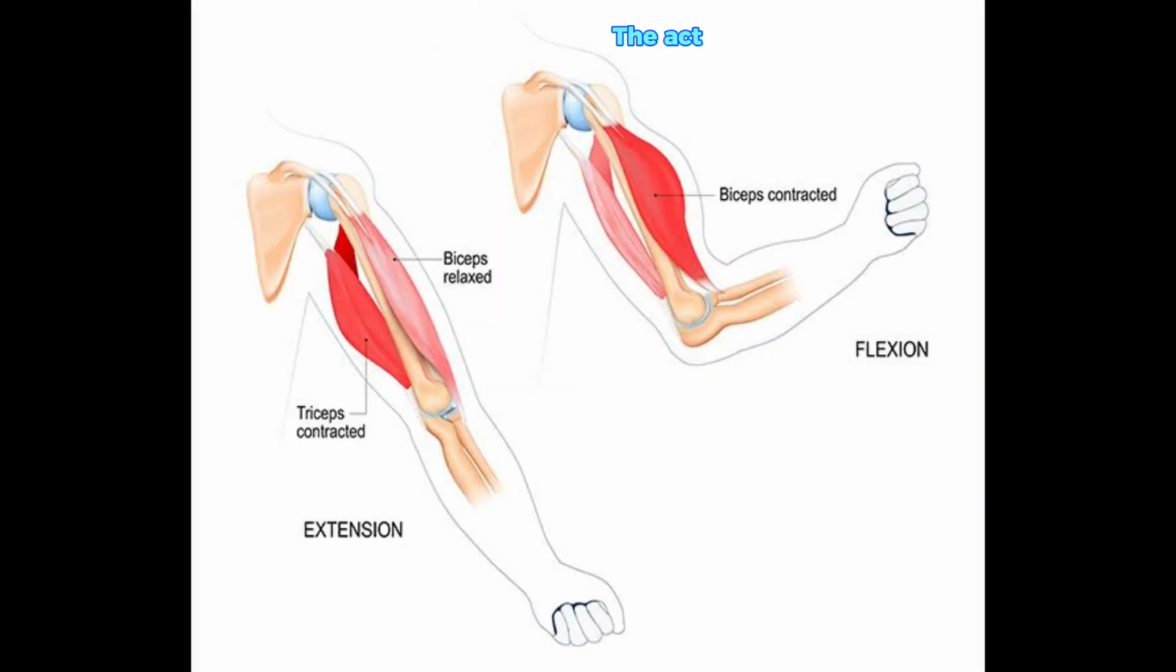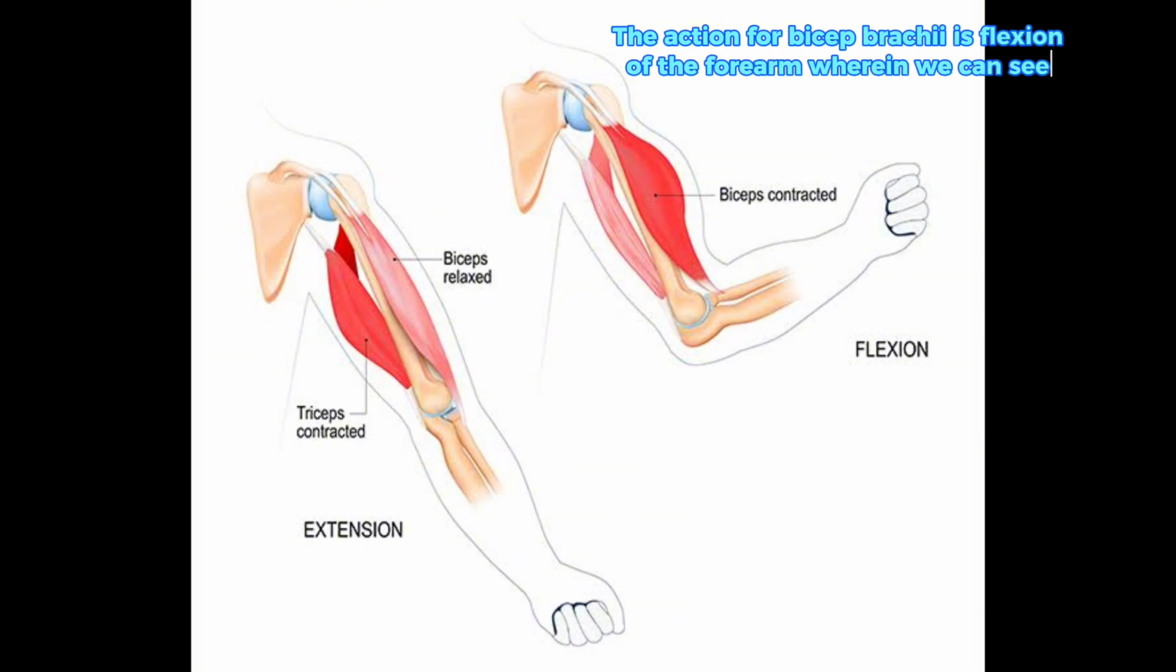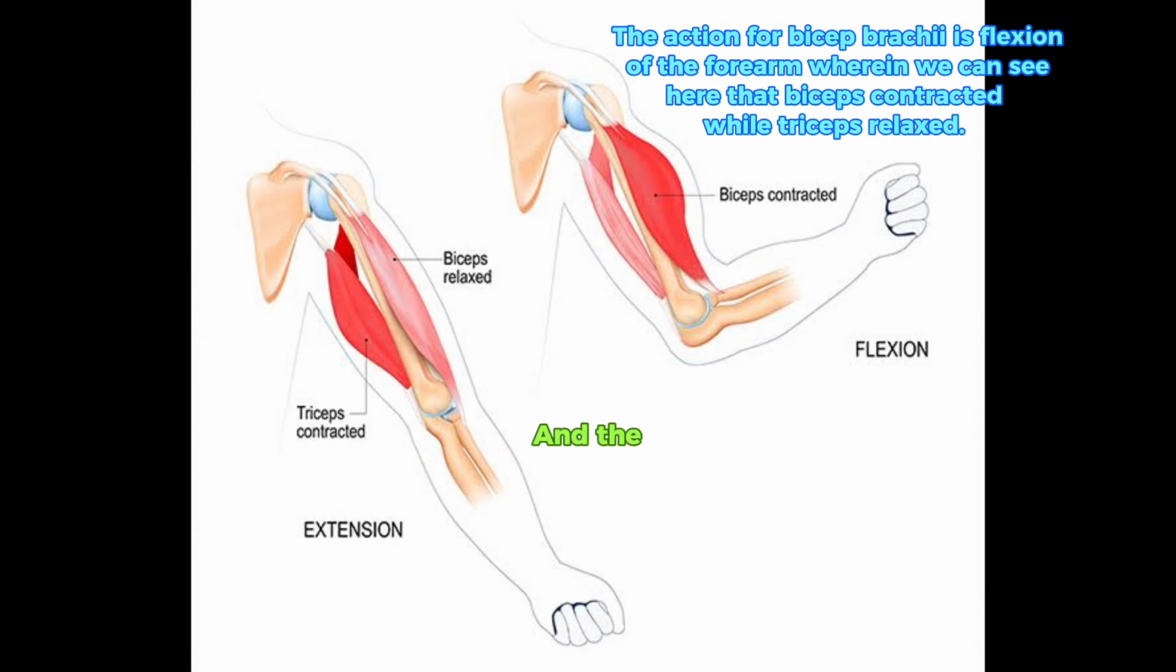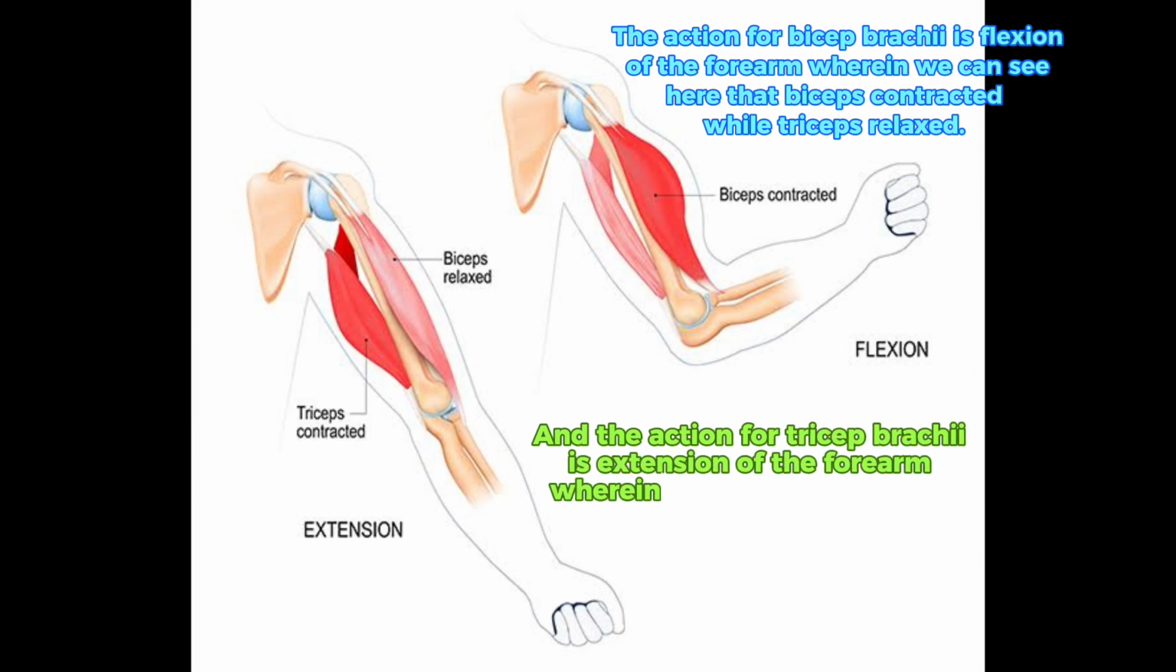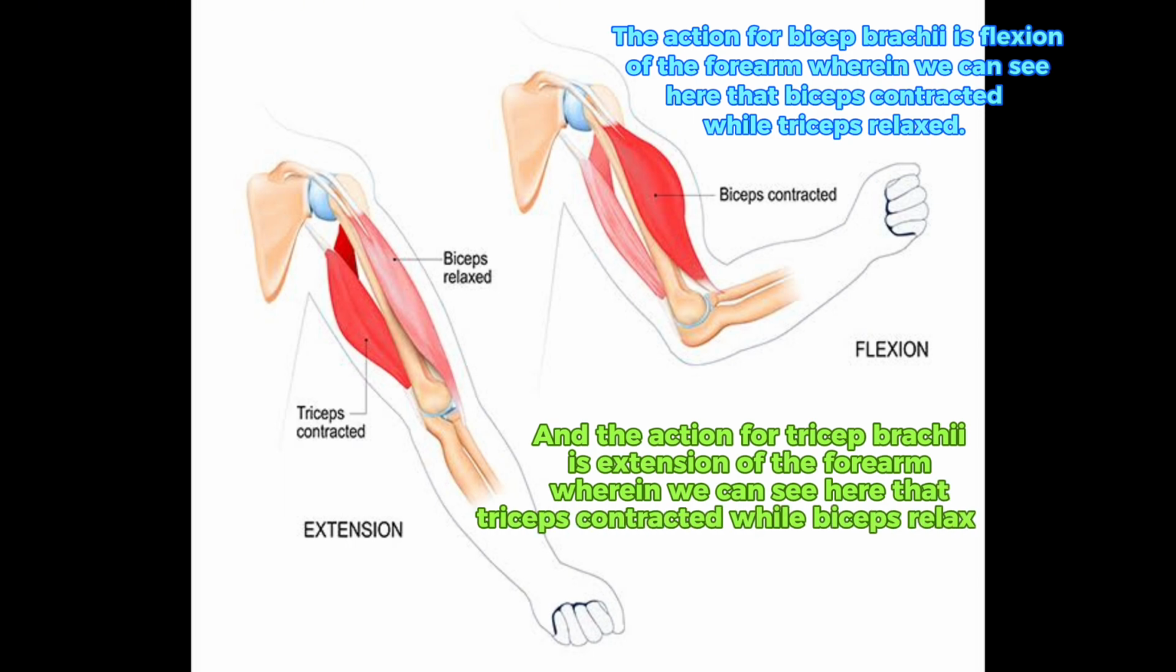The action of biceps brachii is flexion of the forearm, wherein we can see here that the biceps contract while the triceps relax. And the action of triceps brachii is extension of the forearm, wherein we can see here that the triceps contract while the biceps relax.